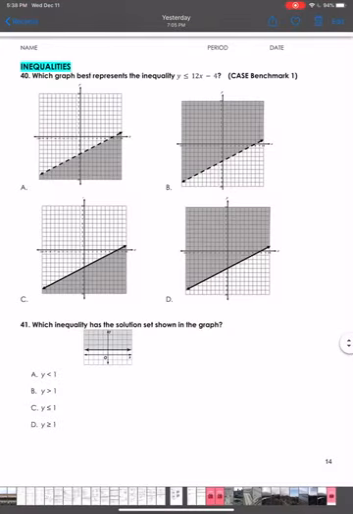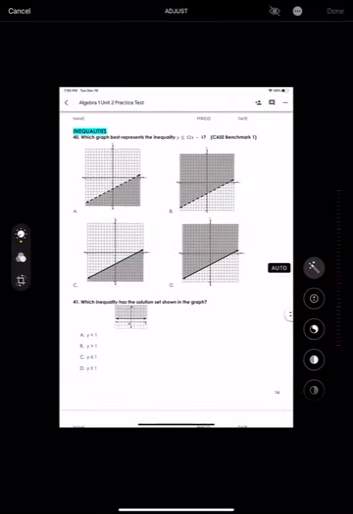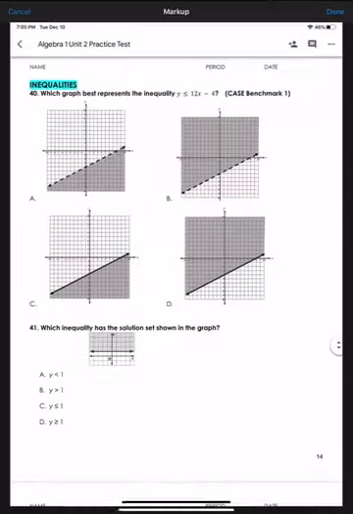All right, here we go. This is the very last section of this practice test for our Unit 2 test. This last section deals with inequalities, which is the most recent thing that we've learned this year.